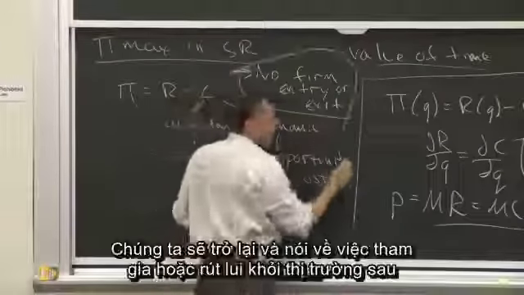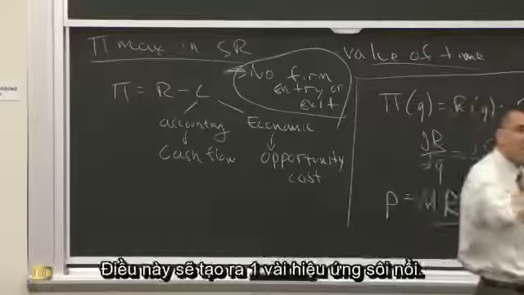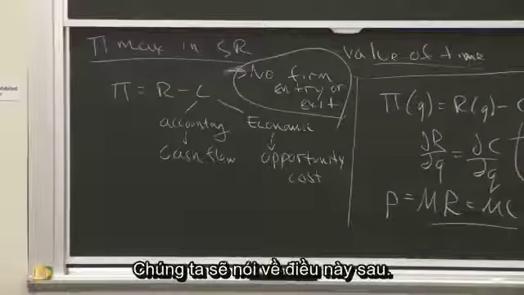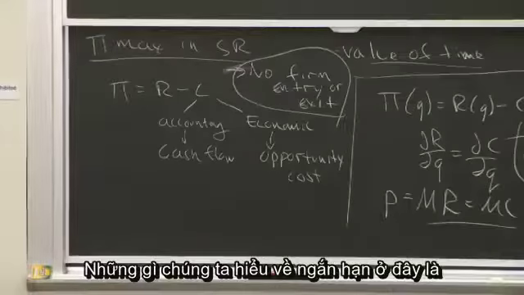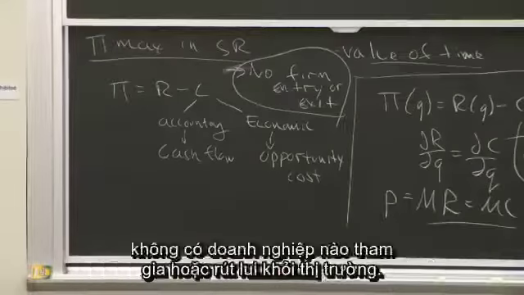That's the short run. We'll come back and talk about what entry and exit does, and that's going to have some funky effects we'll talk about next time. But what we mean by short run here is no firm entry and exit. Whichever firms are in the market at the beginning of the short run period are in the market at the end of the short run period.